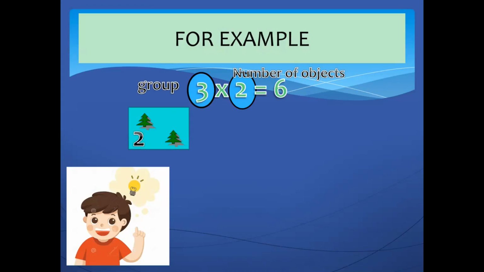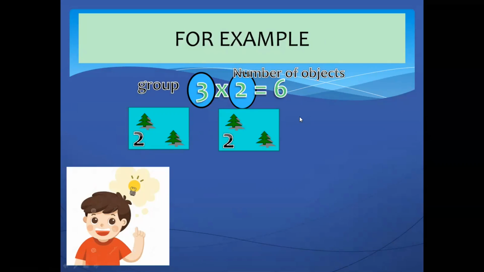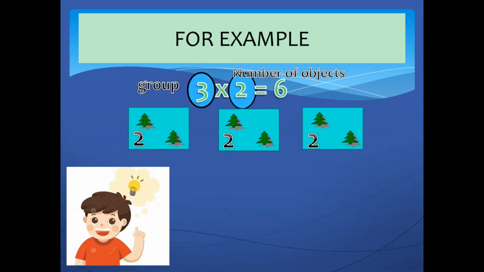For example, let's say we have group 1, so we have the number of objects, 2. Right here we have the 2 objects. Next, we have another 2, because we have 3 groups, so we have 3 groups of 2 objects. Okay, let's count the objects. 1, 2, 3, 4, 5, 6. Are you with me, guys? Okay, again, let's count. 1, 2, 3, 4, 5, 6.